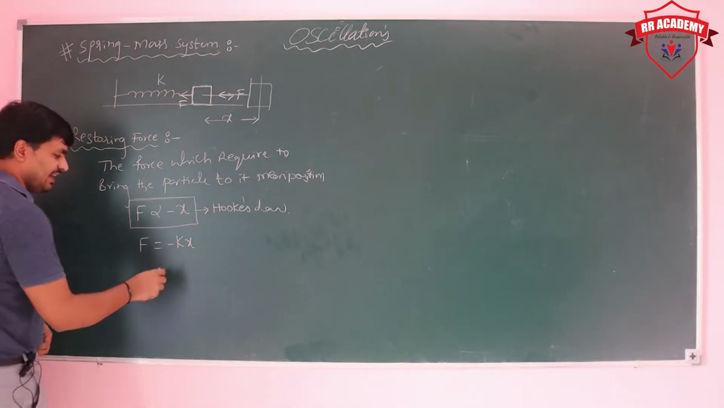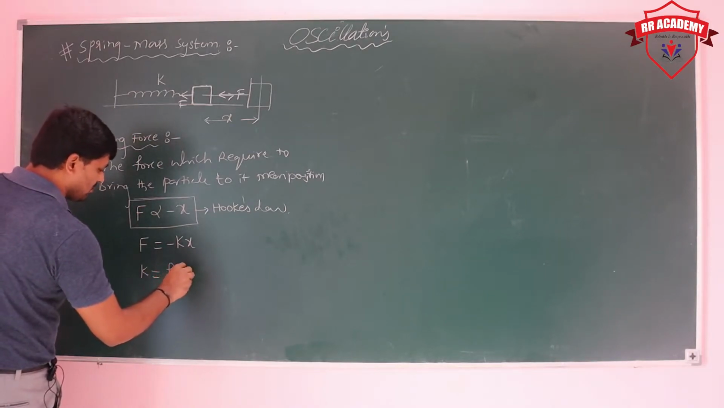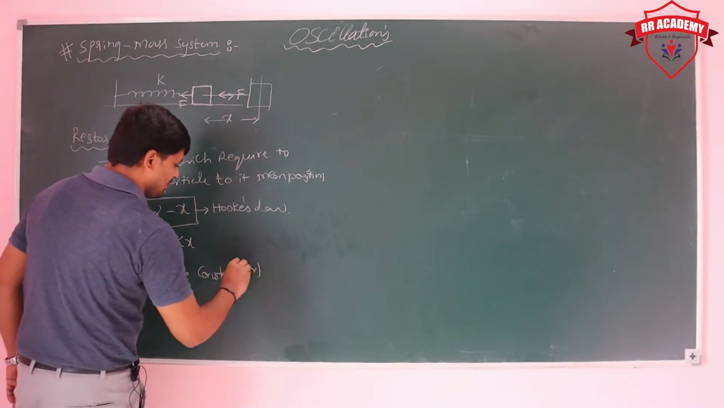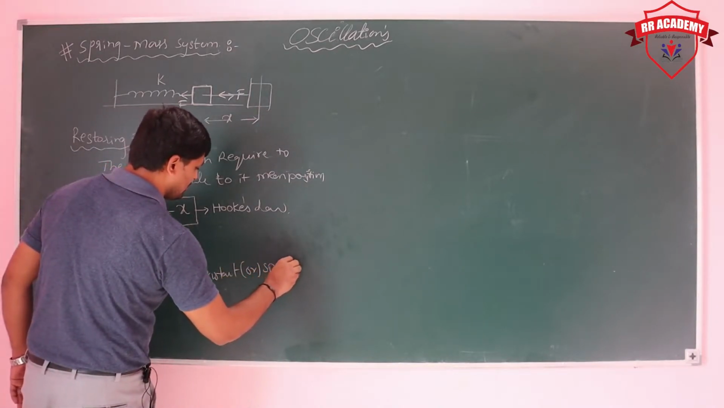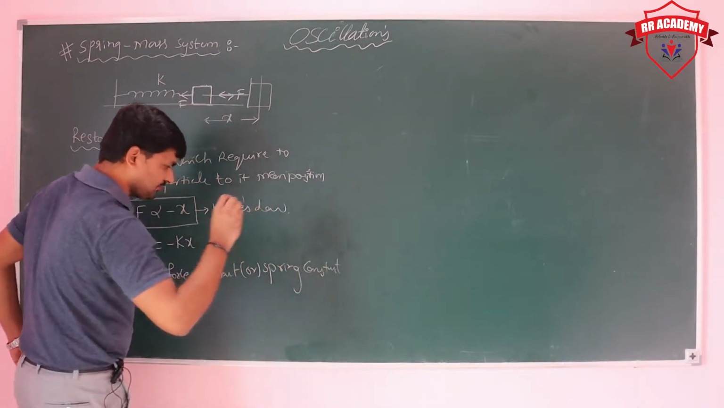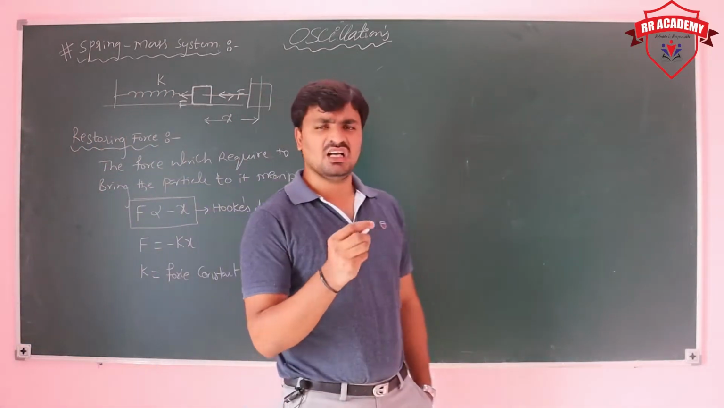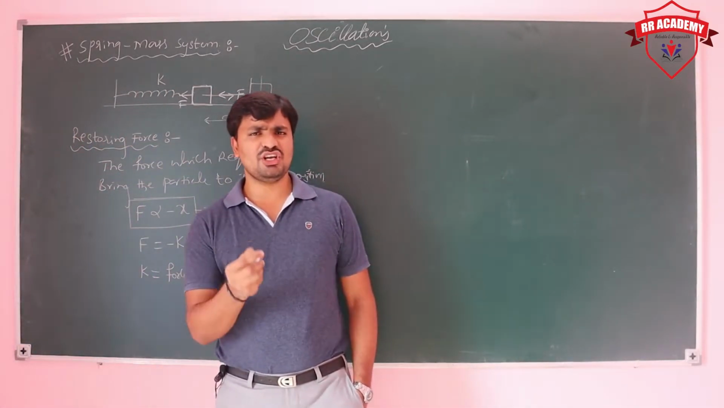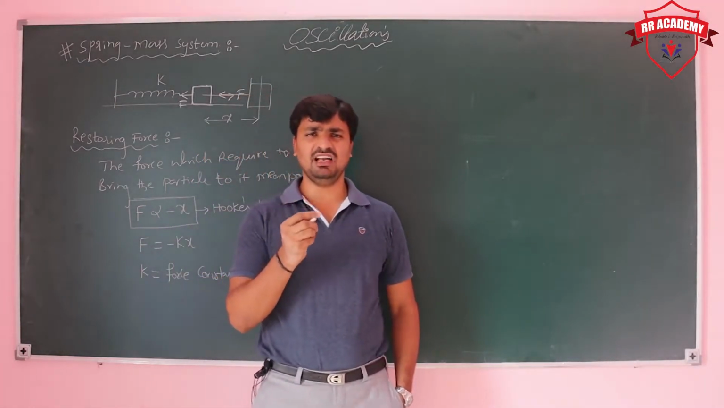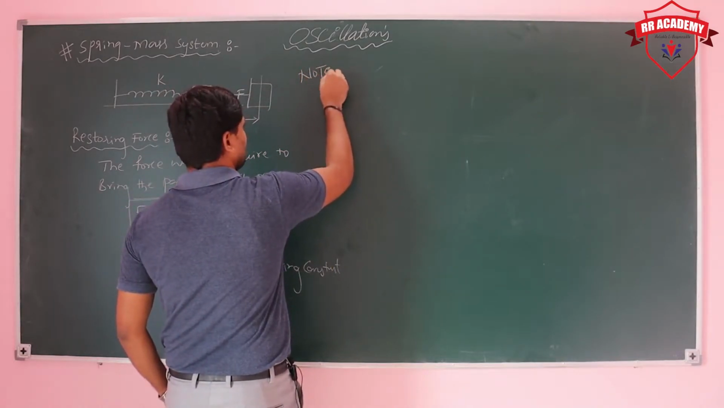Now here we are getting a constant. That constant we name the force constant or spring constant. This force constant has some properties: the K value depends on the stiffness of the spring.